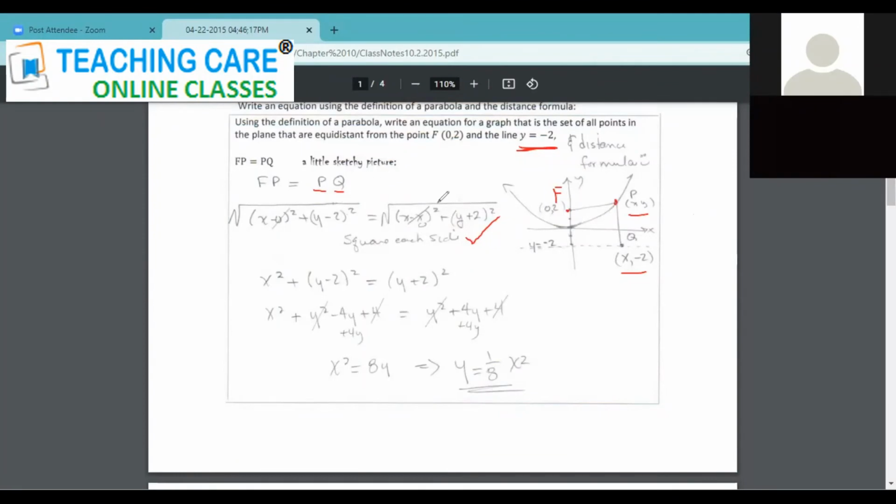Now there is a square root on both the sides. I'm going to square it on both the sides so that the square root gets cancelled. So x squared plus y minus 2 the whole square equals y plus 2 the whole square, I'm getting. Try to cancel out the like terms. Group it out and then cancel it out. Now you will get x squared equal to 8 times y.